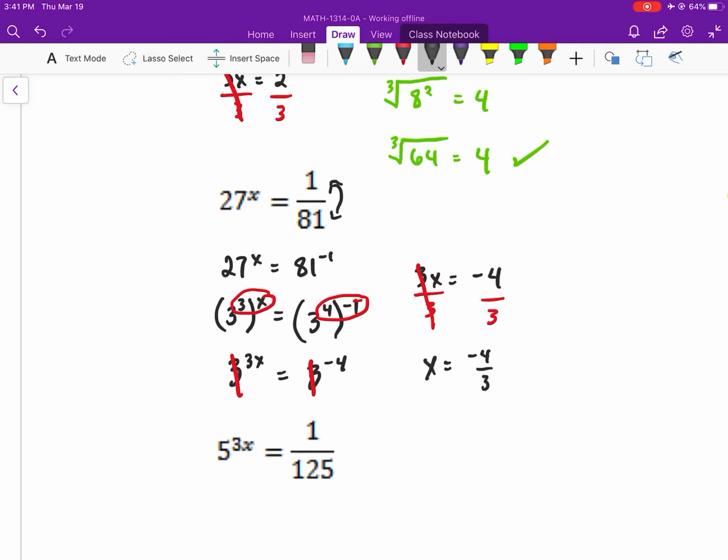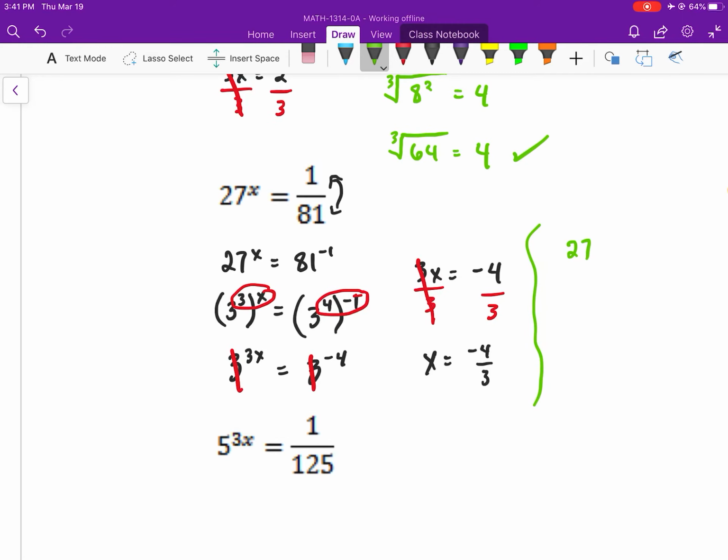Alright, now let's see if that works. Very important to make sure that it works, okay? This time I'm going to do the check over here to the right-hand side, okay? So 27 to the negative 4 thirds power equals 1 over 81.